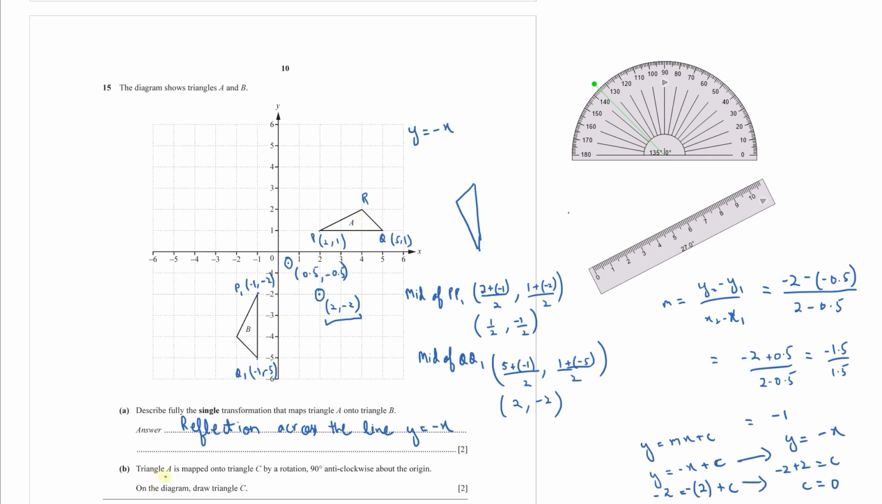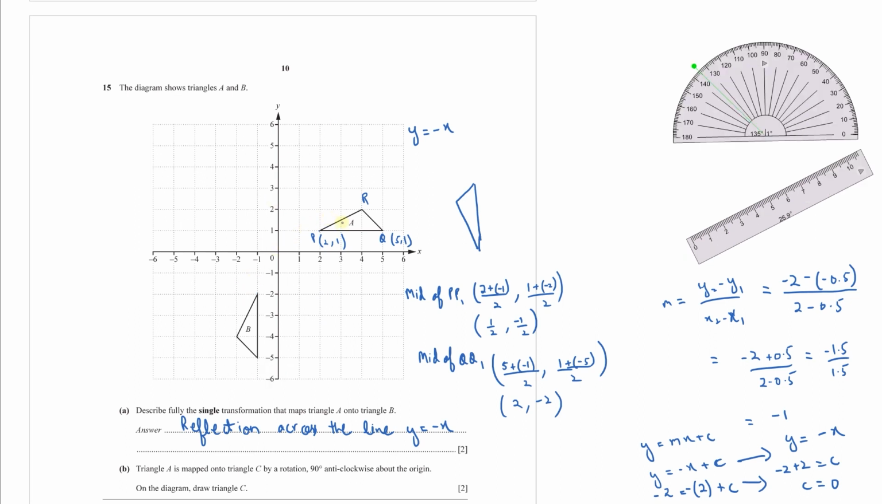Part B: triangle A is mapped onto triangle C by a rotation of 90 degrees anti-clockwise about the origin. On the diagram, draw the triangle C. So let me just erase the stuff that was for the previous part.